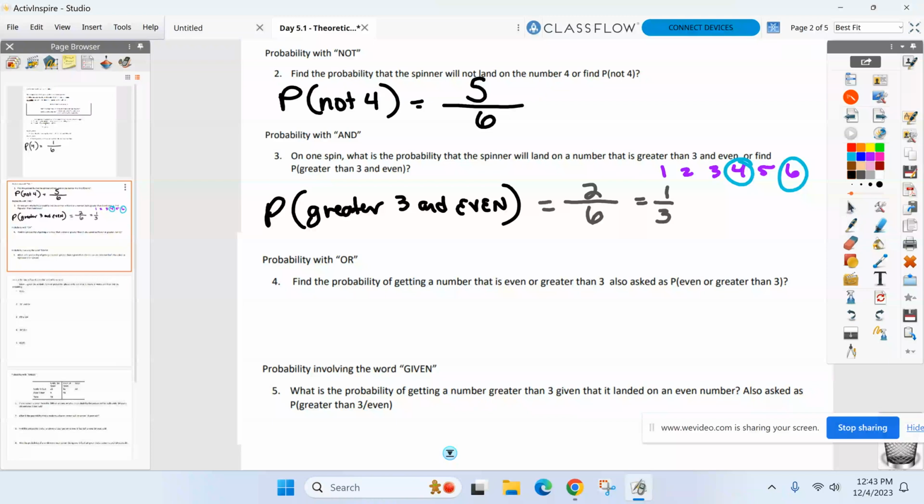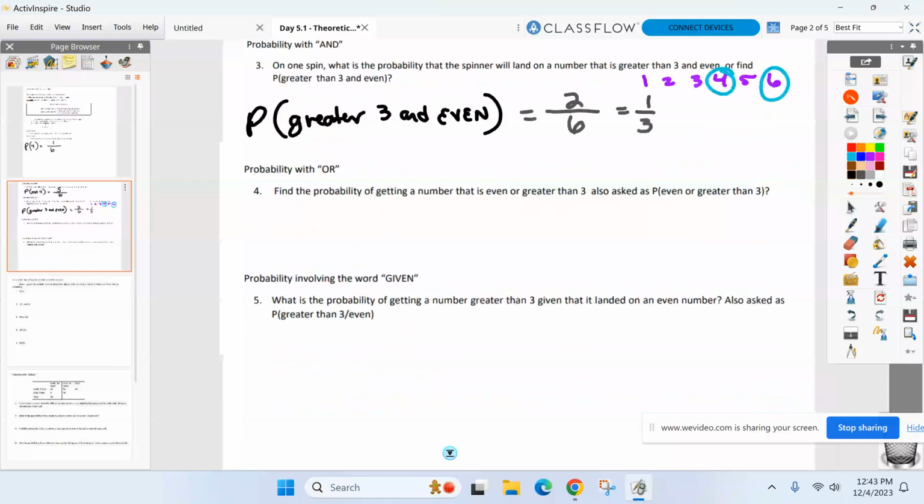All right. Probability of an or. Watch what happens here. Or is where you've got to really lock in. Probability of even or greater than 3. All right, let's do it again. 1, 2, 3, 4, 5, 6.